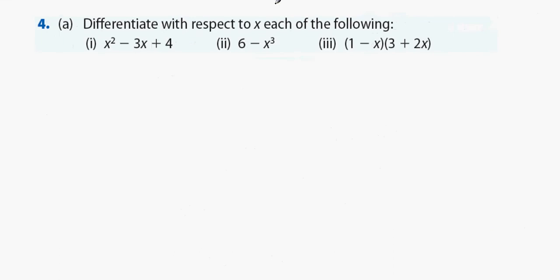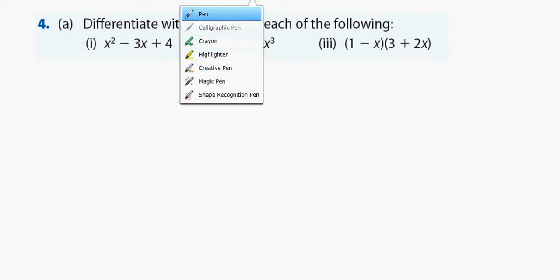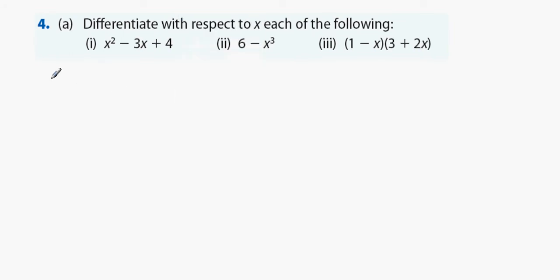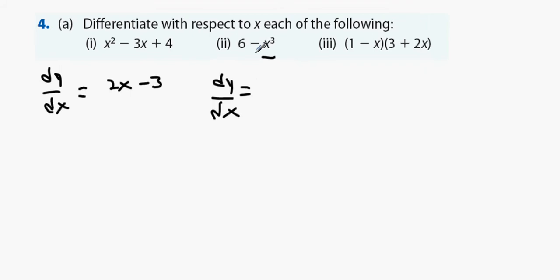Differentiate each of the following. Now we've done a good few of these at this stage, okay? So we should be able to do these fairly handily now. Dy dx is 2x minus 3 for the first one. The second one is going to be 6 disappears, bring 3 to the front, minus 3x squared. The third one is a product rule, so we'll freeze it here.